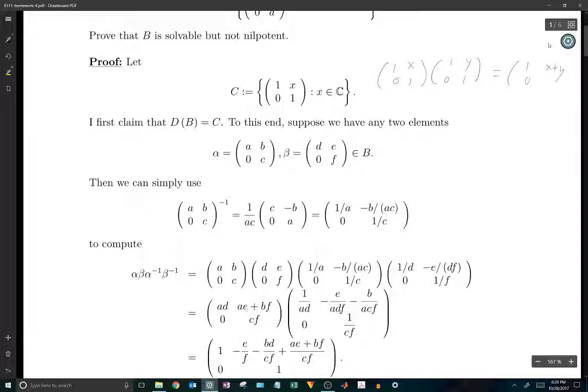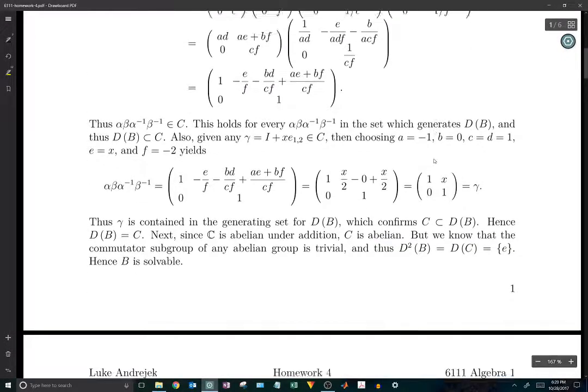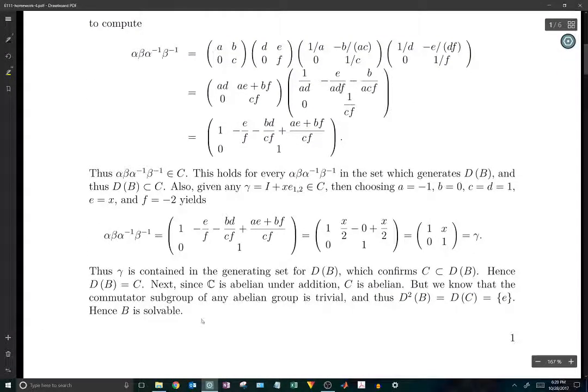Here we're going to get 0, and here we're going to get 1. So this C is basically just the complex numbers under addition, because all that happens here is when you take two elements and multiply them, the 1, 0, 1 part stays, and then you just take the two elements in the upper corner and add them together. So that's what happens in this group. It's basically just addition, which is abelian.